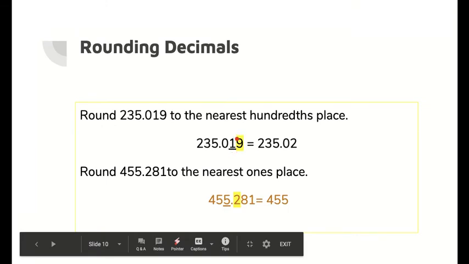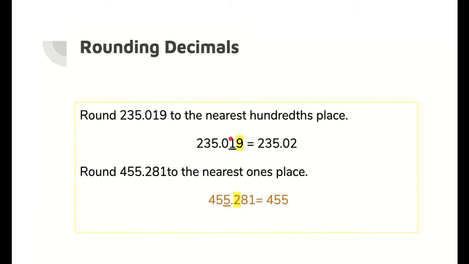The 9, the number next door, tells the underlined number what to do. If it's 5 and above, we round up. If it's 4 and below, it stays the same. Here, 9 is above 5, so it's going to tell the 1 to move up to a 2.